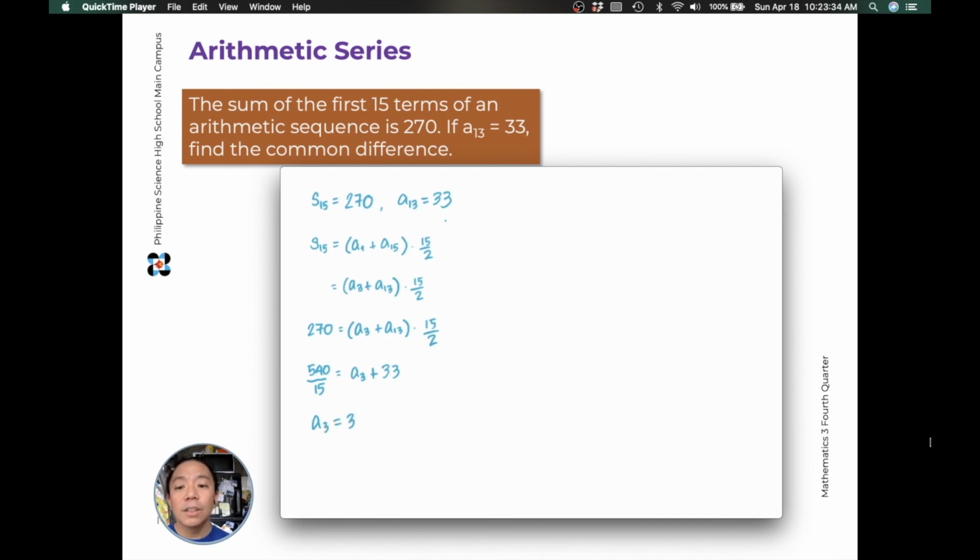So we know the third term, we know the 13th term. It should be easy to find yung common difference by using the arithmetic sequence formula. The 13th term is equal to the third term plus 13 minus 3 times d. Substituting the terms that we know, 33 is equal to 3 plus 10d, or d is equal to 3. And this is our common difference and our final answer.